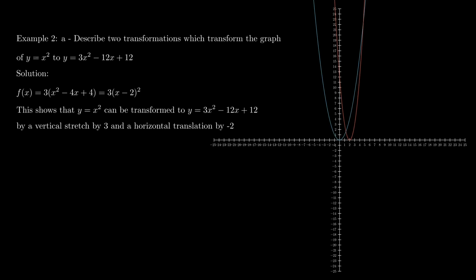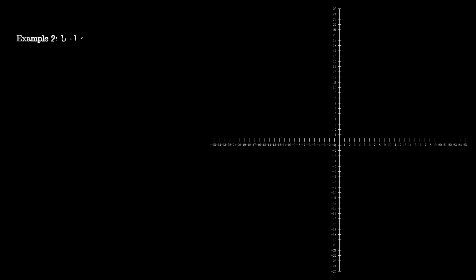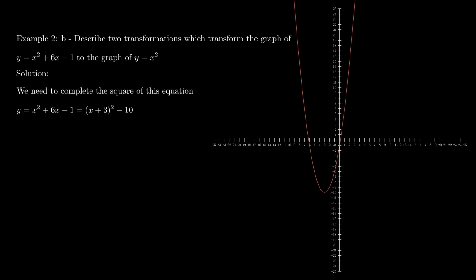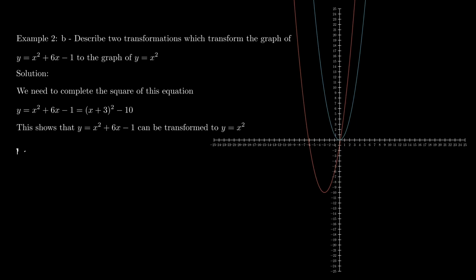The following example reads: what two transformations convert y equals x squared plus 6x minus 1 to y equals x squared? Okay, now we need to undo transformations. So first we complete the square on the left side. x squared plus 6x minus 1 equals x plus 3 all squared minus 10. So we can say that x squared plus 6x minus 1 can be transformed to y equals x squared by a vertical translation by 10 and a horizontal translation by 3.